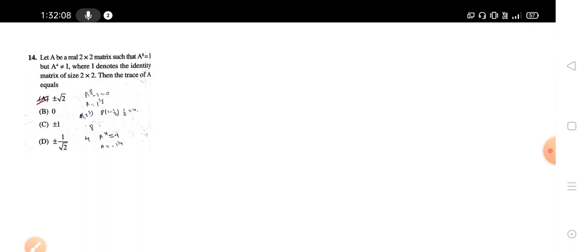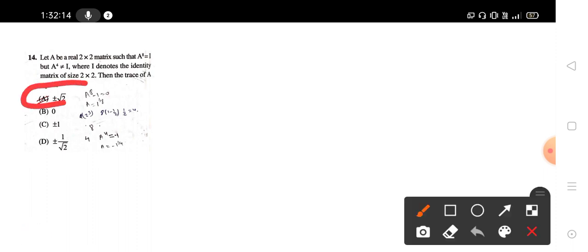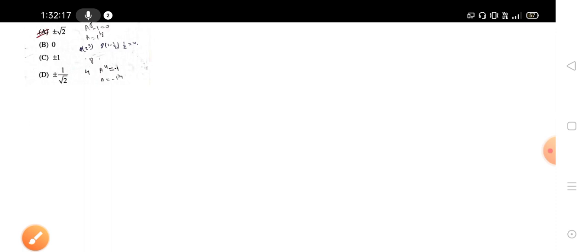Next question. This is for your homework. The answer is plus or minus root 2. And next question.